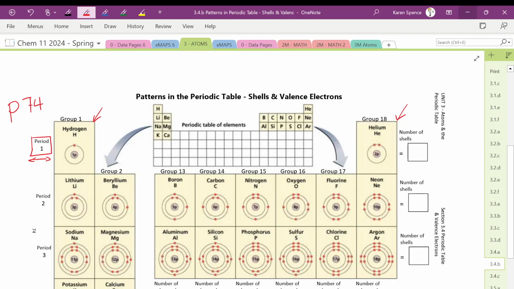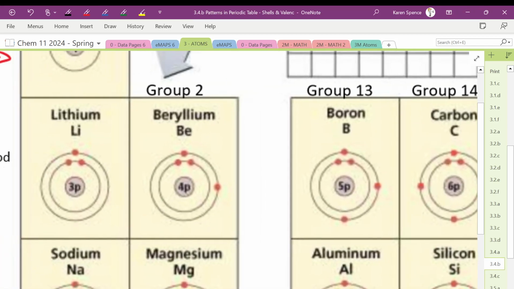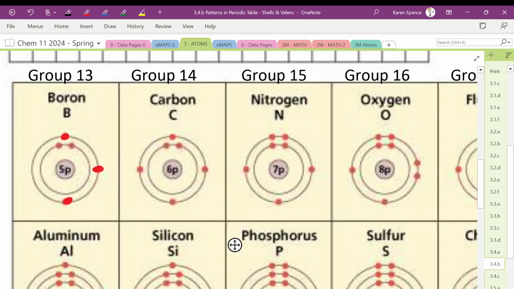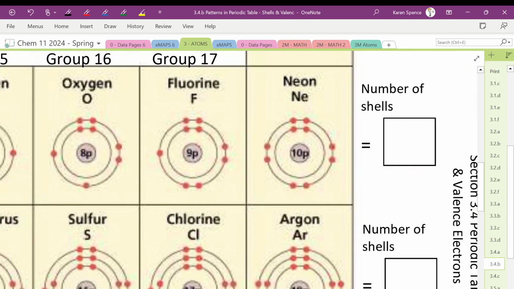How many electrons fit in shell number 2? Oh my God, you guys are killing me. How many electrons fit in shell number 2 total? 8. So guess what we are doing as we go across row number 2? We are filling up shell number 2. We go from having 1 electron in shell number 2, 2 electrons, 3 electrons, 4 electrons, 5, 6, 7, and neon has 8.